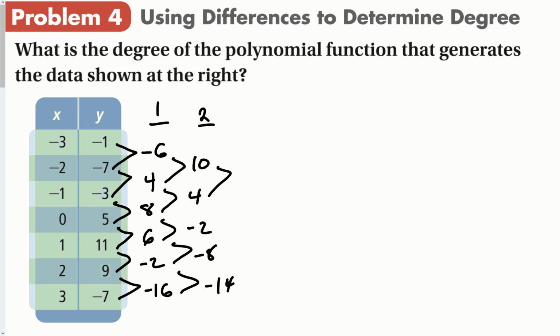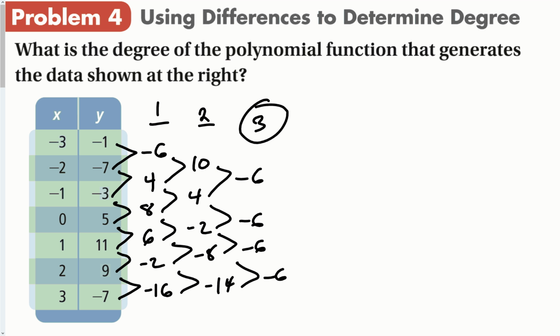4 minus 10 is -6. -2 minus 4 is -6. And look at that. So the third difference was the one where I have all constant terms. That means this data is a cubic function. Okay. So again, you have to just go through and keep trying to figure out which set of differences is constant, and then this will tell you what kind of polynomial made this data.